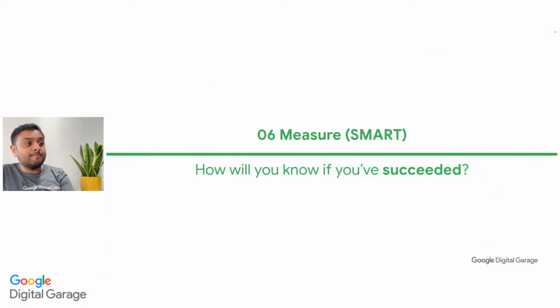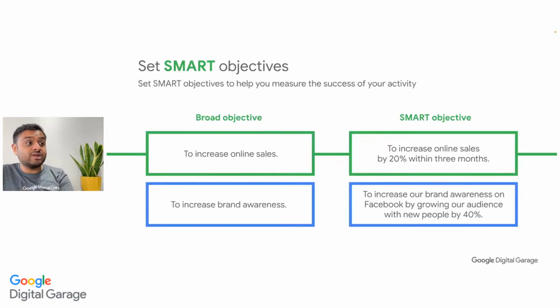Now, step 6 is to measure our performance. We've mentioned this throughout, especially with advertising, but generally measure our performance against the objectives that we set up for ourselves. SMART objectives are objectives which are specific, measurable, achievable, realistic, and time sensitive as well. So that's what SMART stands for.